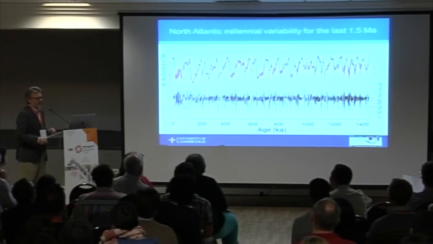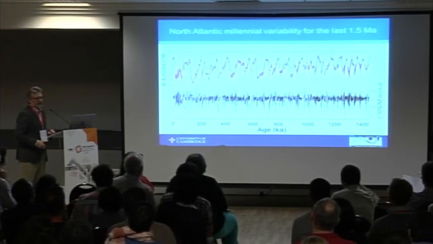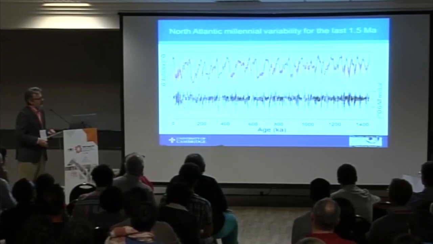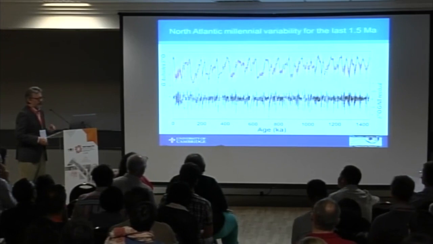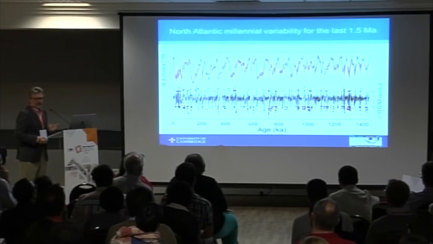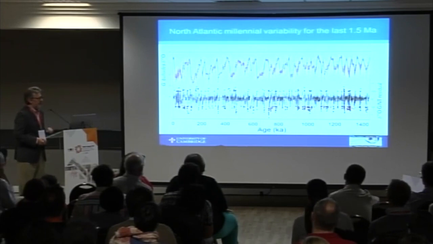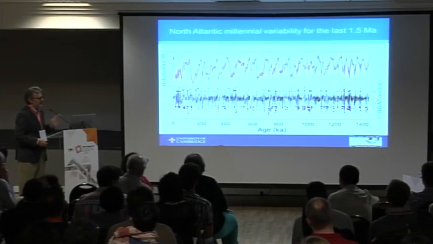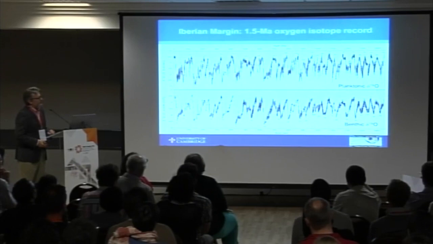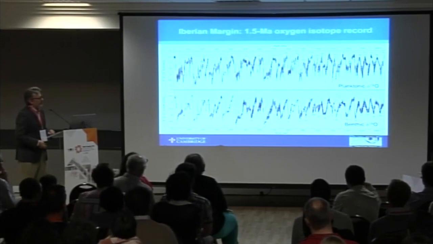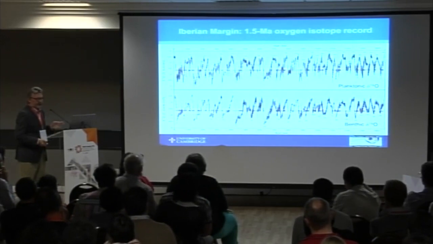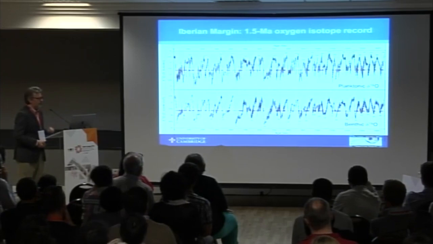One thing that comes out of this is that there was persistent millennial scale variability throughout the last 1.5 million years. I've tried to identify times with exceptionally high millennial variability by identifying, with these red dots, points that are greater than 2 standard deviations away from the mean. I'll use this as a calibration for other records. Now, this is the planktic and benthic O18 record, and those are the 2 standard deviations, which tells you where there's very strong millennial variability.